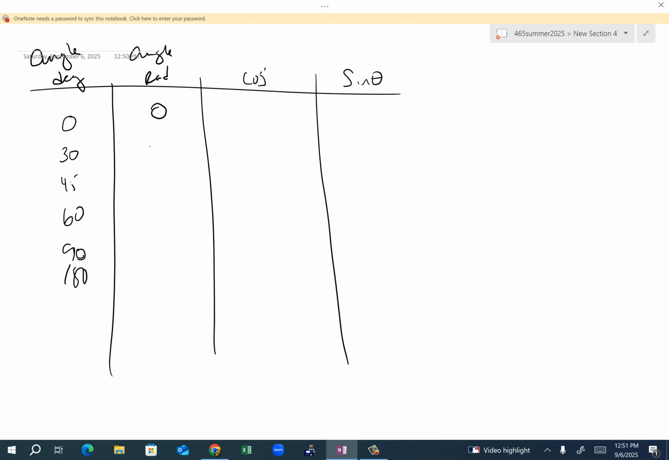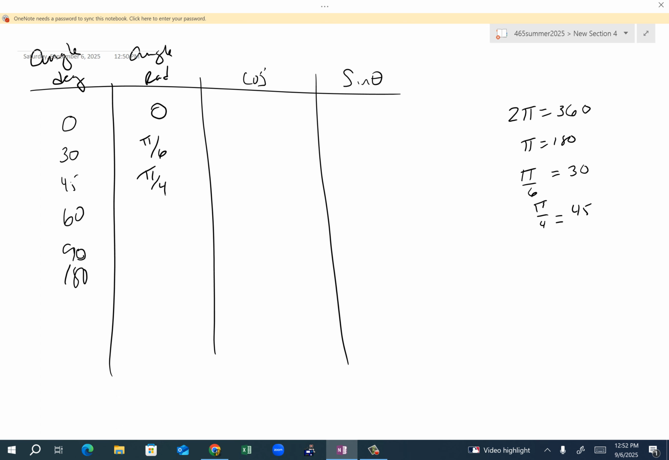Remember, 2 pi is 360 degrees. That's all the way around the circle, right? The distance around the circle is 2 pi radians, so that's the same as 360 degrees. Pi is 180. And then Mr. Grimm just remembers it this way. To get to 30, you take 180 and divide by 6, so pi over 6. To get to 45, you divide 180 by 4, so pi over 4.